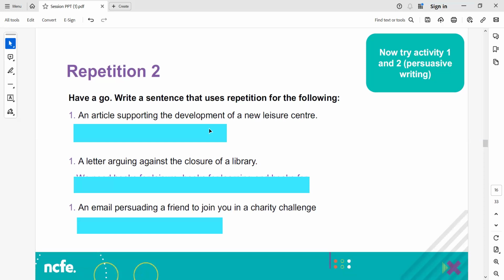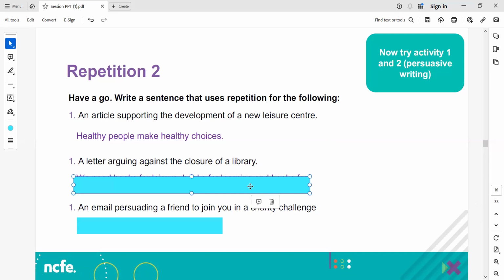So let's have a look at this one. Focus on health. Healthy people make healthy choices. So repeating that word, health, the leisure centre will stick in the reader's mind as a place to get healthy, and hopefully they will want to develop that leisure centre.